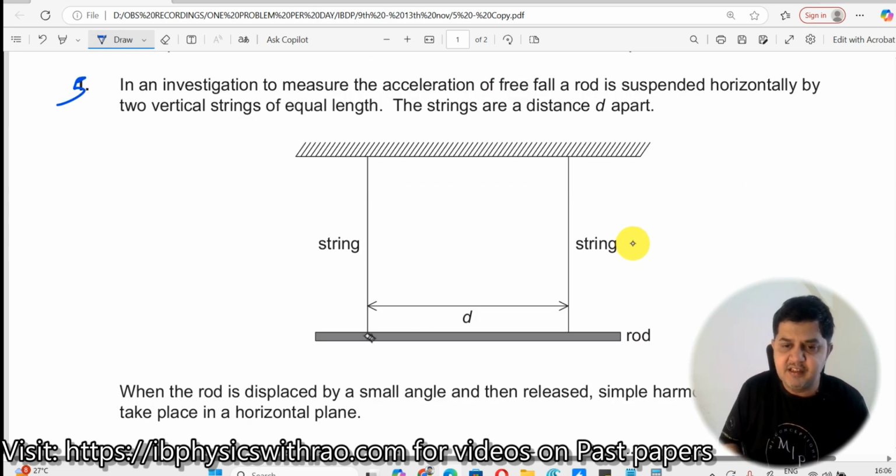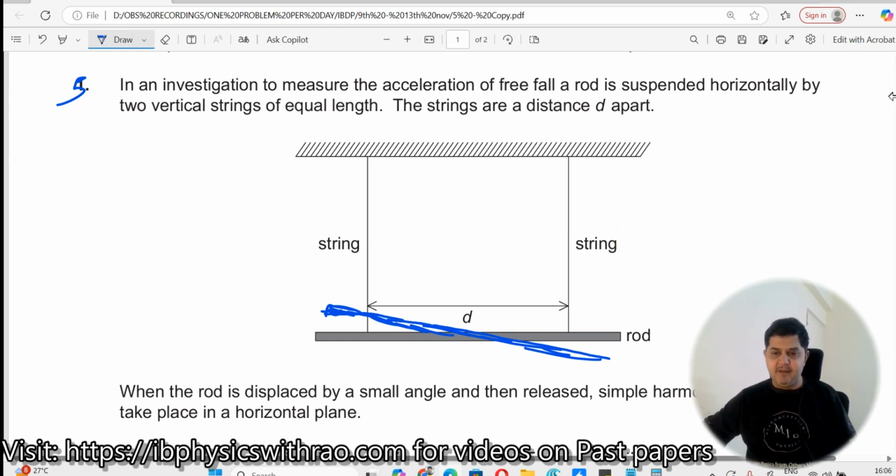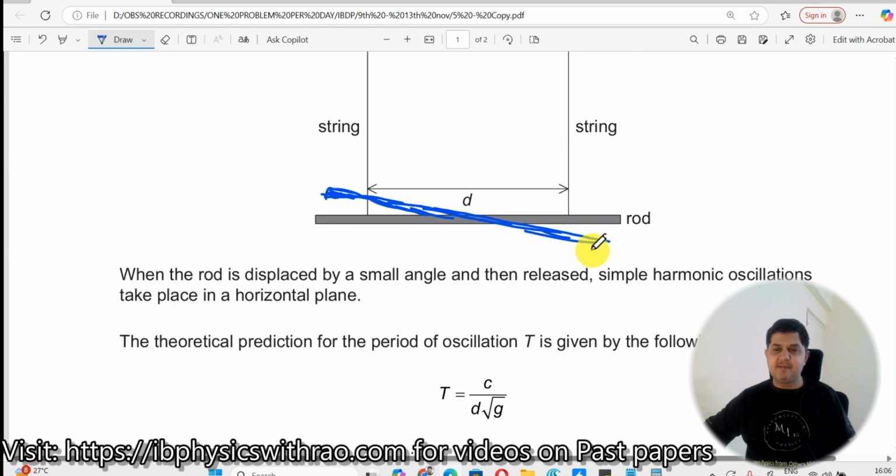What you do is take this one and you displace it by a small angle, which means you are rotating this with respect to this axis. The rod now becomes something like this. So this is how the rod now becomes, adjusted by a small angle. So you twist it like this, just like this, and it starts oscillating like this. This is what you have done. Simple harmonic motion takes place in a horizontal plane.